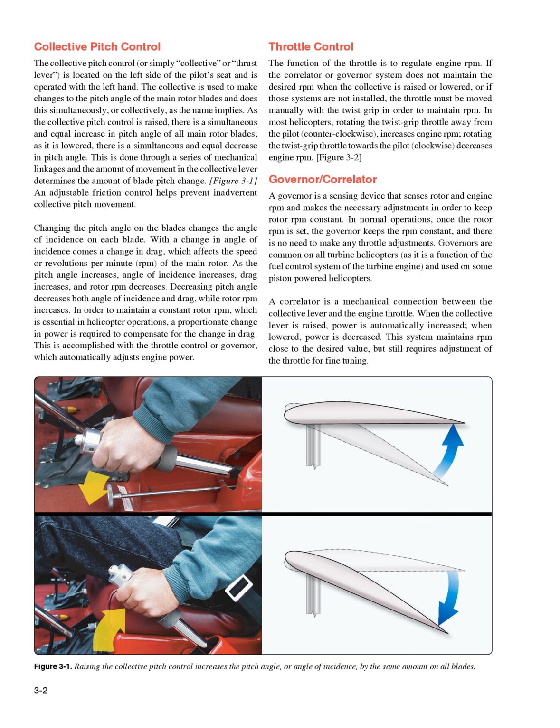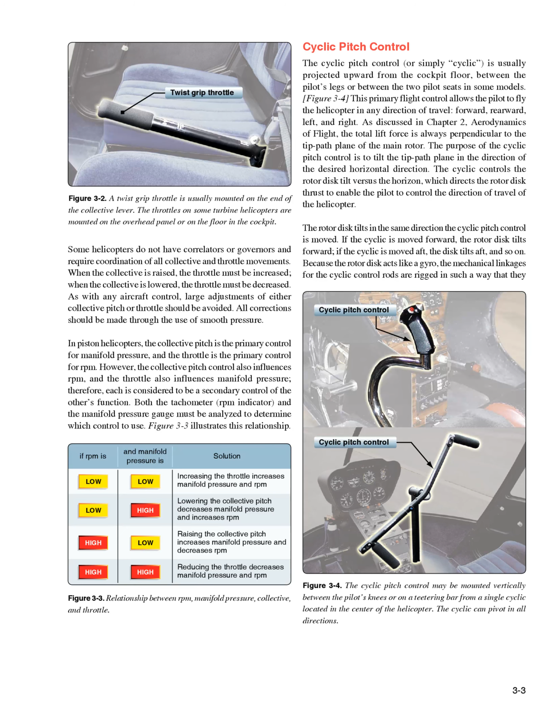A correlator is a mechanical connection between the collective lever and the engine throttle. When the collective lever is raised, power is automatically increased. When lowered, power is decreased. This system maintains RPM close to the desired value, but still requires adjustment of the throttle for fine-tuning. Mounted on the overhead panel or on the floor in the cockpit. Some helicopters do not have correlators or governors and require coordination of all collective and throttle movements. When the collective is raised, the throttle must be increased. When the collective is lowered, the throttle must be decreased.